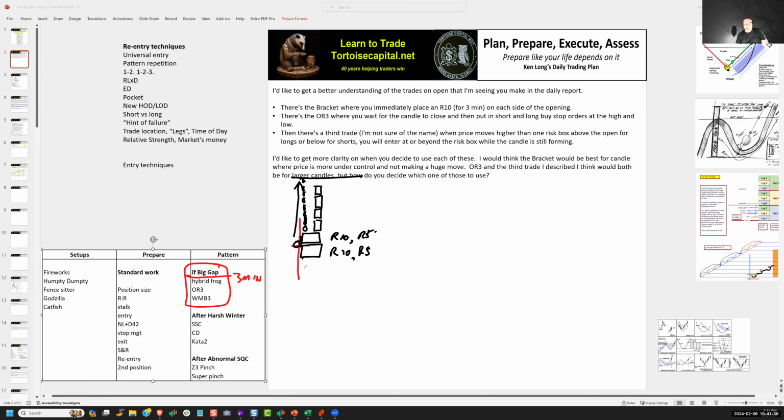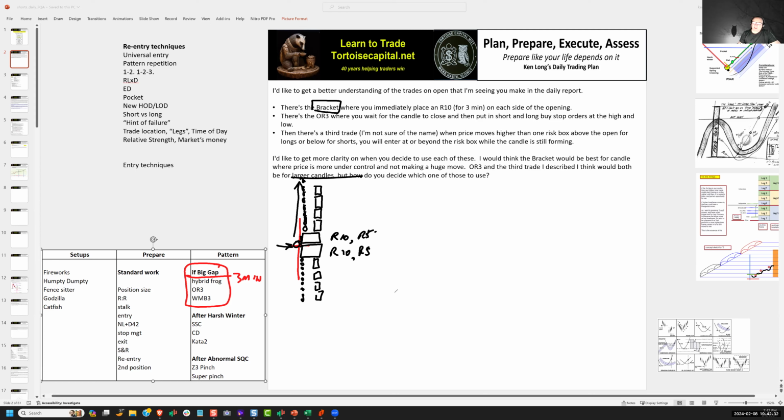And then similarly, I'm doing the same thing to the downside. 4, 5, 6, 7, 8, 9, 3, 4. So from the open, I'm ready to trade that one simply as a hybrid frog, or in the language you're using, the bracket. I just choose the size of the bracket.